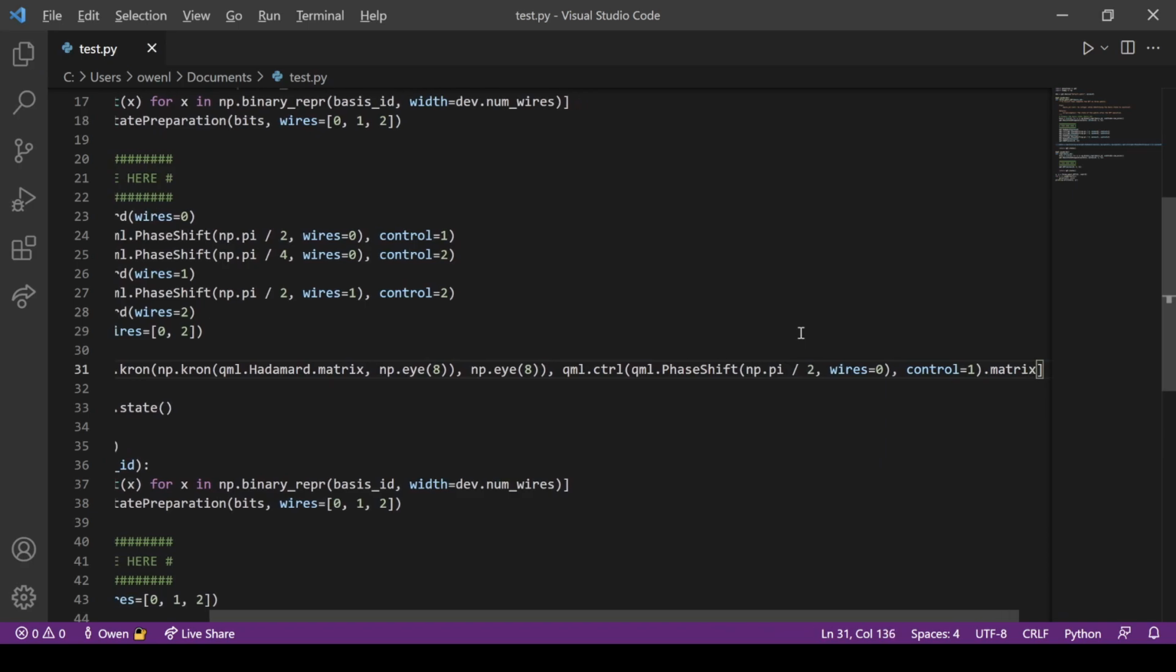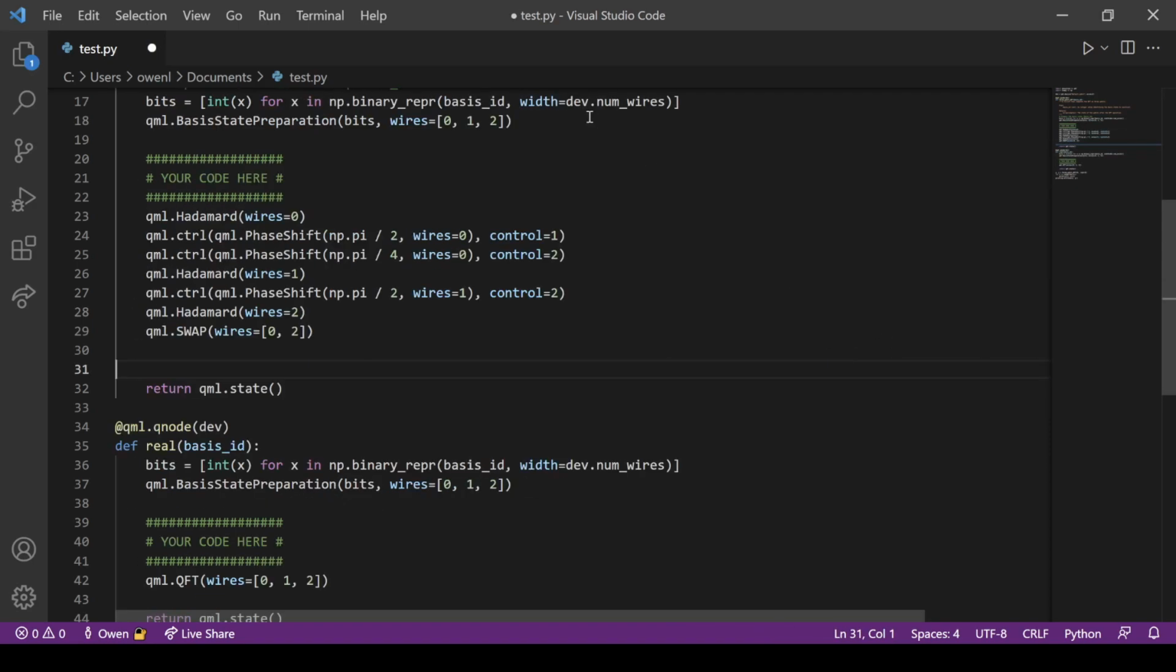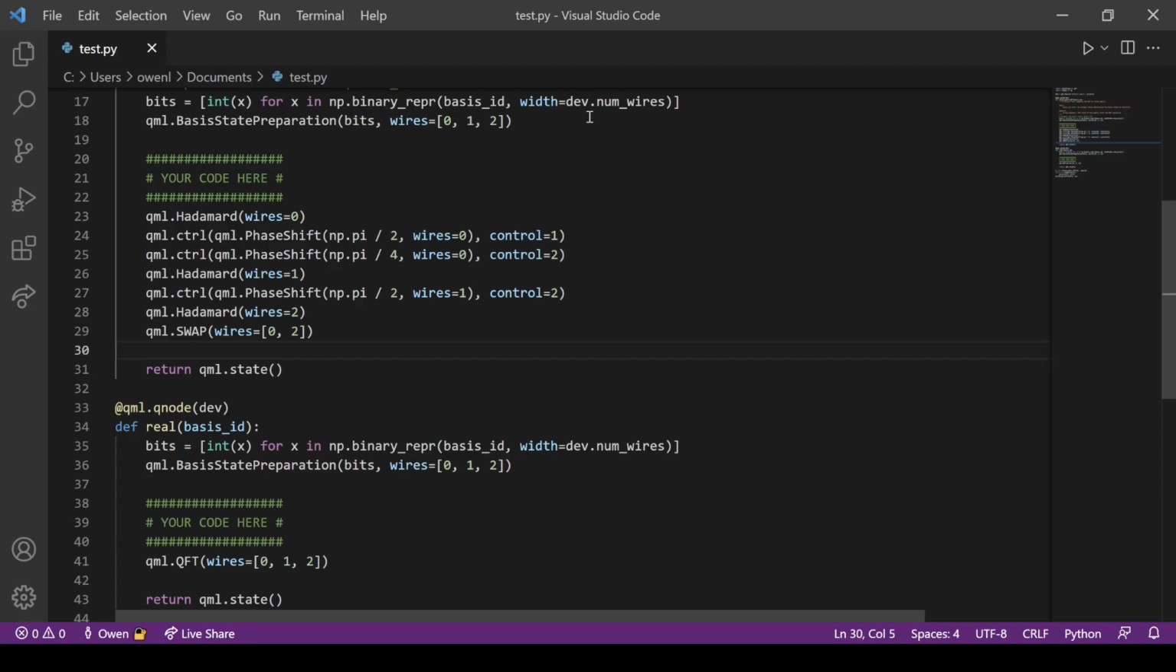Let's see if this even works actually. No, it doesn't. Never mind, that's not the best approach. I was just going to write out all the matrices and multiply them, which I guess I can do, but let me go back to the Qiskit reference again.